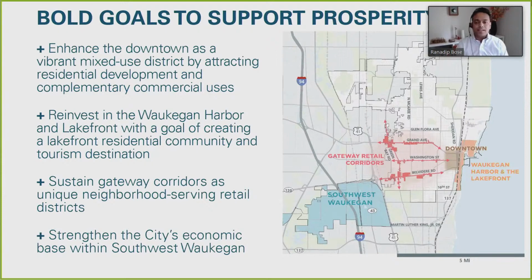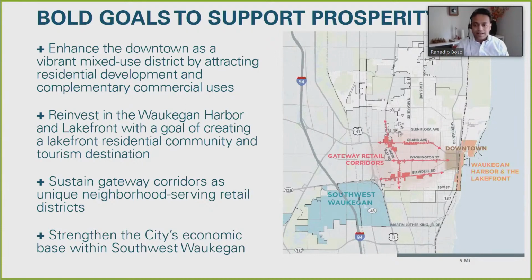And then we have significant what we're calling gateway corridors. You have Green Bay Road, the north-south connector, and 3 major east-west thoroughfares, which bring you into Waukegan from the north and south, and then from the west into the lakefront and to the downtown.